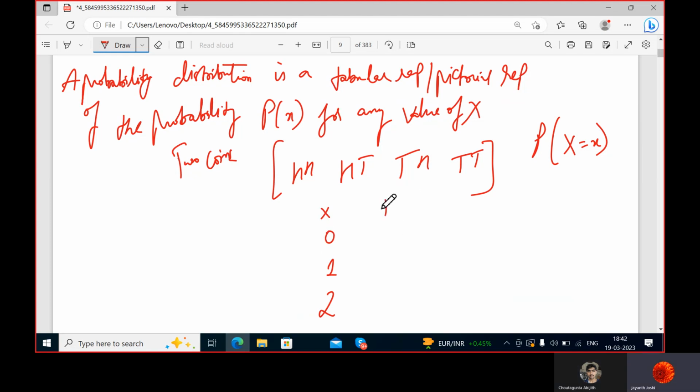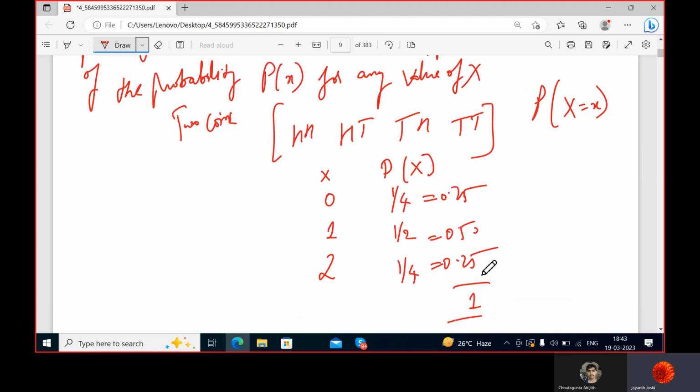These are the random variables, correct? Then the probability of X: what is the probability of 0 heads? This is the case where you don't see any heads, correct? 1 by 4. And the probability of 1 head is 2 by 4, that is 1 by 2, correct? And the probability of 2 heads is again 1 by 4. So the probabilities come out to be 0.25, 0.50 and 0.25, and the sum of the probabilities should always be equal to 1. Does it make sense?